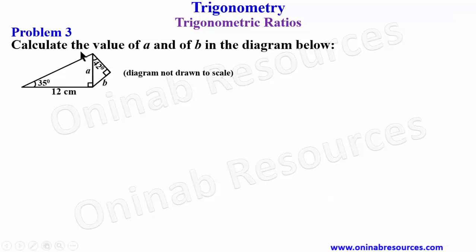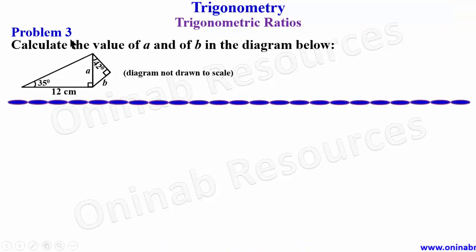For problem 3, calculate the value of A and of B in the diagram below. So we start the solution of problem 3. First, we are going to calculate A, because we cannot calculate B until we get A. So from this triangle here, the larger right-angled triangle, opposite is A and adjacent is 12.